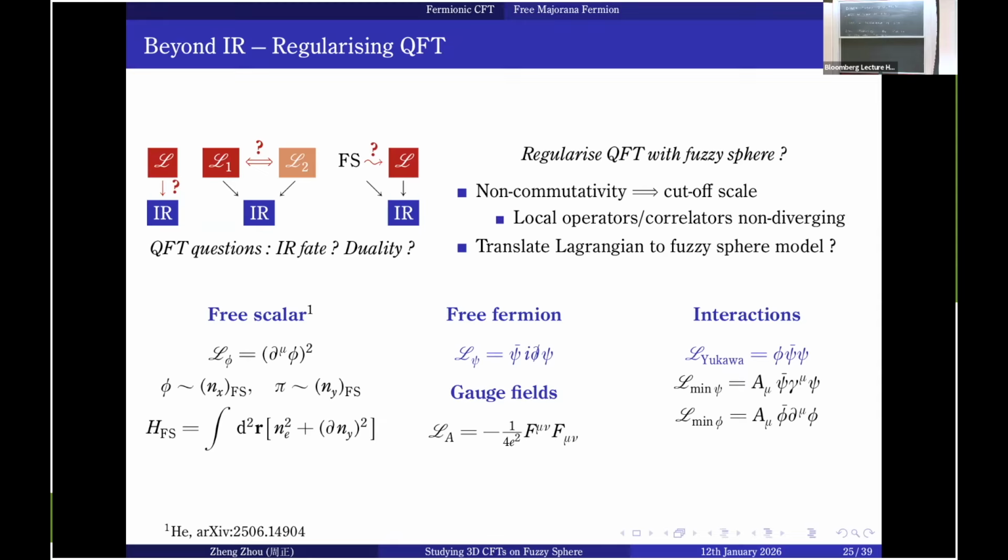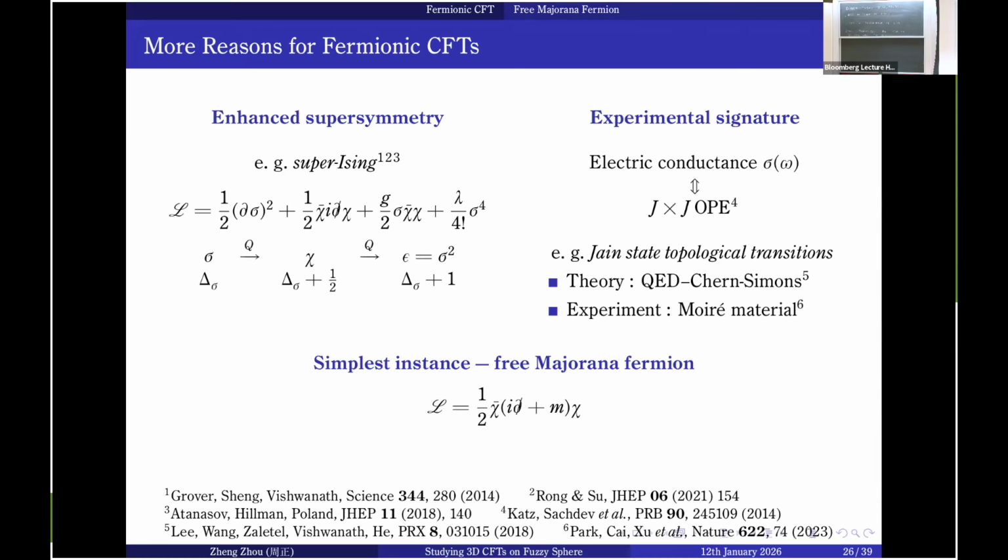The free scalar theory has been realized on the fuzzy sphere, and following this, we can ask how to realize free fermions, gauge fields, or their interactions. So now let us focus on the second step, the fermionic theories, the free fermions. There are actually more reasons to study fermionic CFTs. Some fermionic theories can have enhanced supersymmetry.